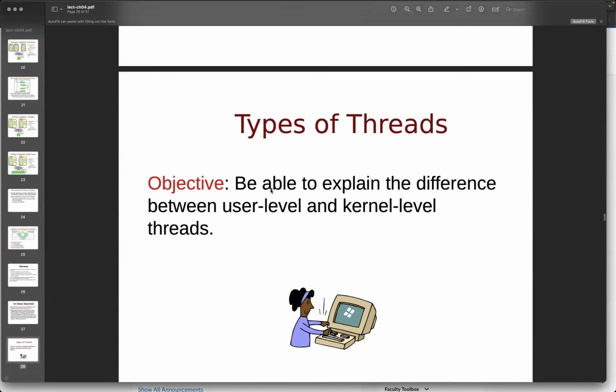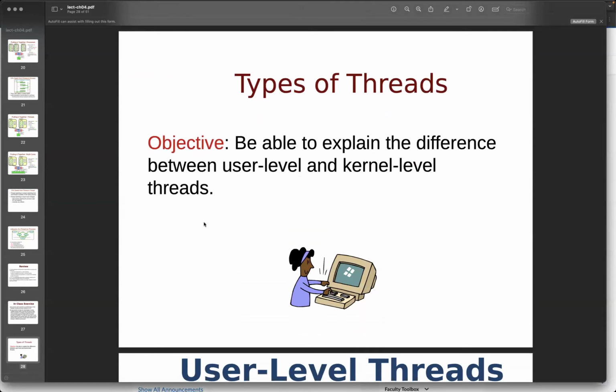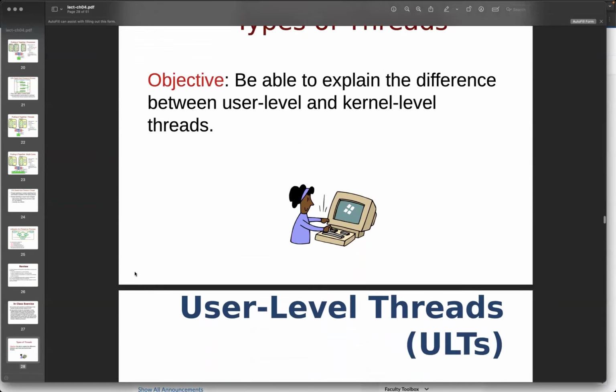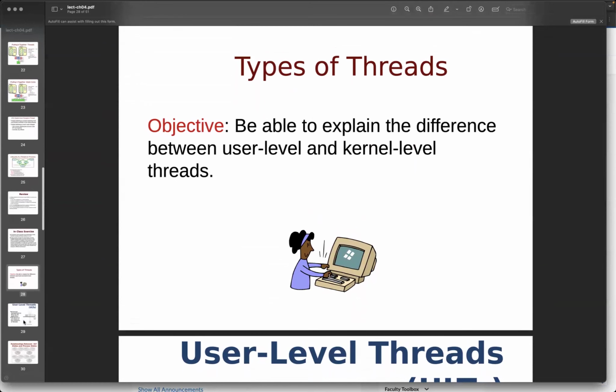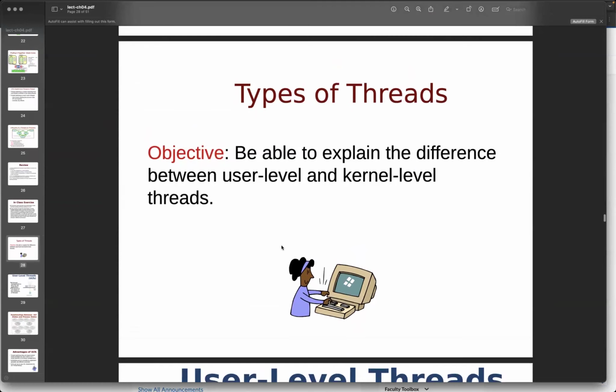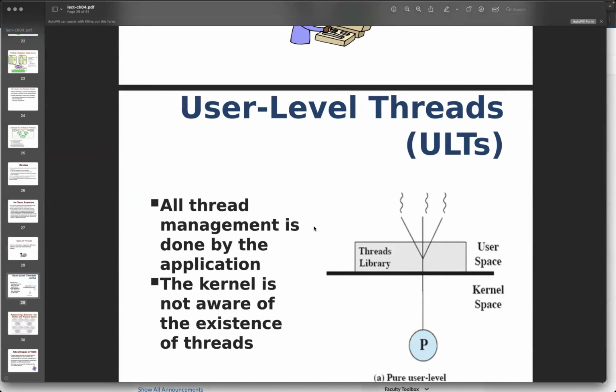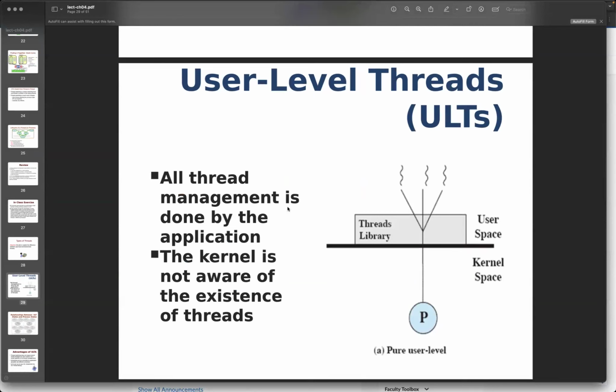Here we'll cover the last part of the types of threads that we will finish in this class. Mainly for the types of threads, we'll expand on the difference between user level and kernel level threads. First, user level threads, ULTs. For ULTs, all the thread management is done by the application itself. If you still remember, the kernel handles the hardware. It's the bottom layer between the hardware and the application. And the application just needs to enter the kernel. So that's how it's done.